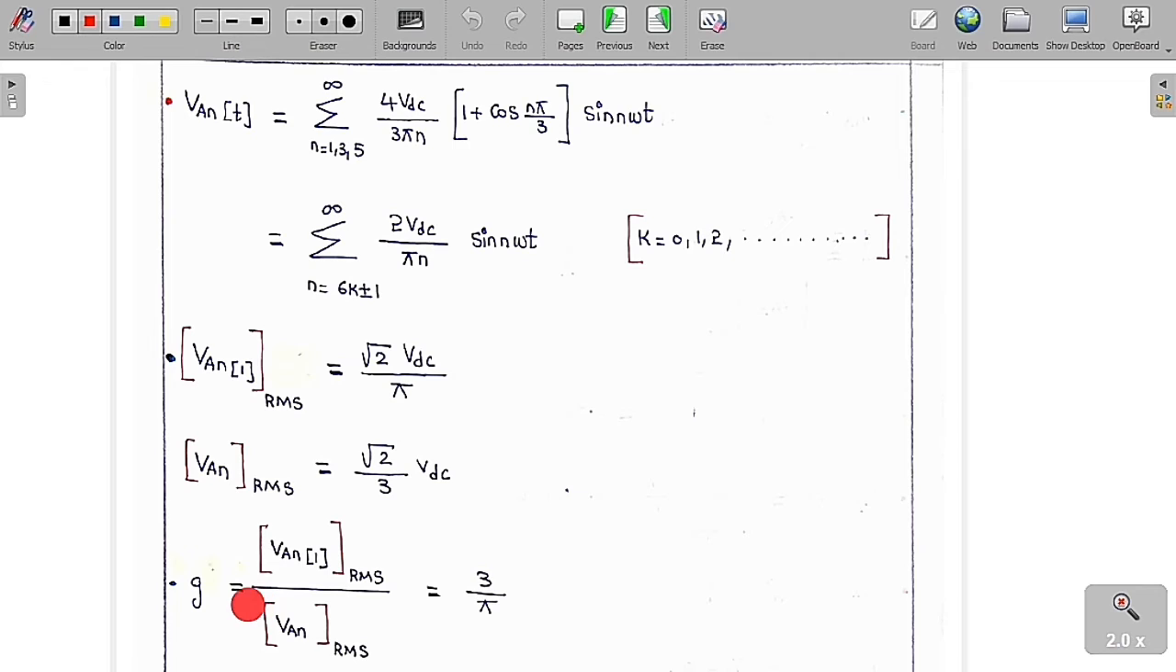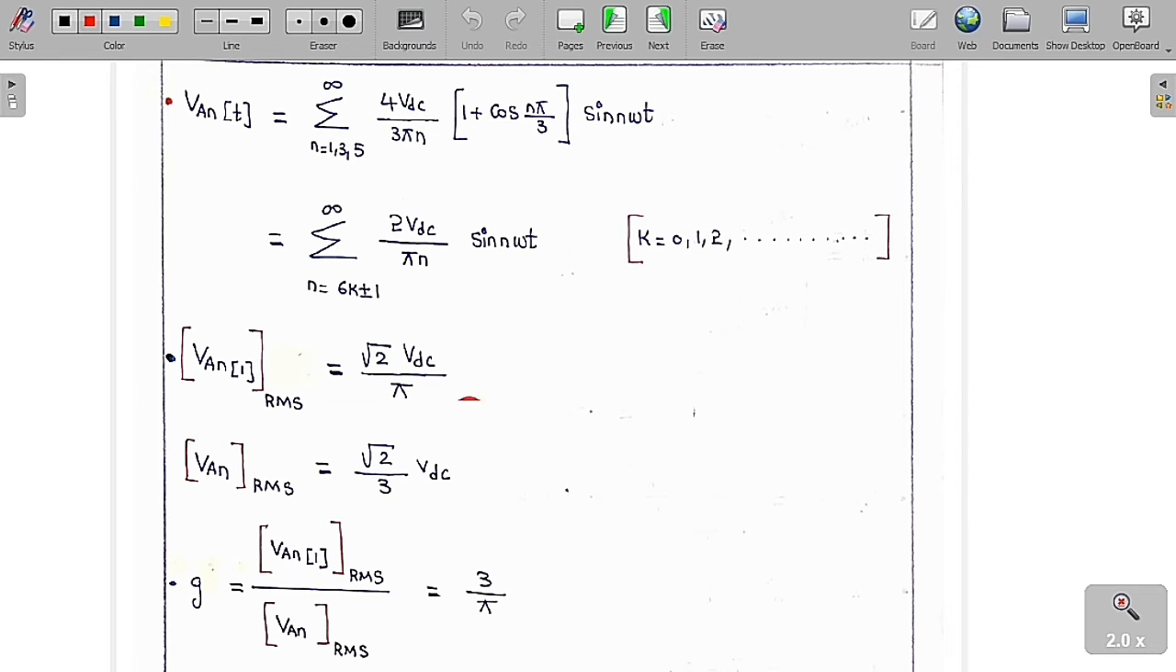If I want to find the distortion factor, it is the ratio of the RMS value of the fundamental component of the voltage to the overall voltage RMS value. So G is the distortion factor, the ratio of the RMS value of the fundamental component of the phase voltage to the RMS value of the overall phase voltage.